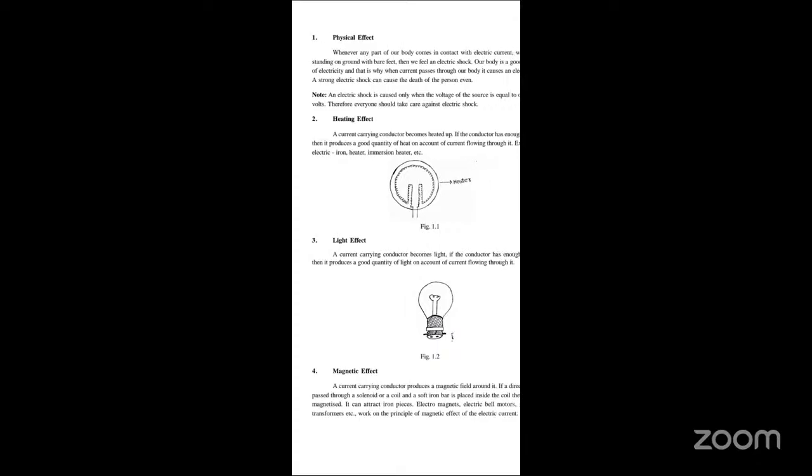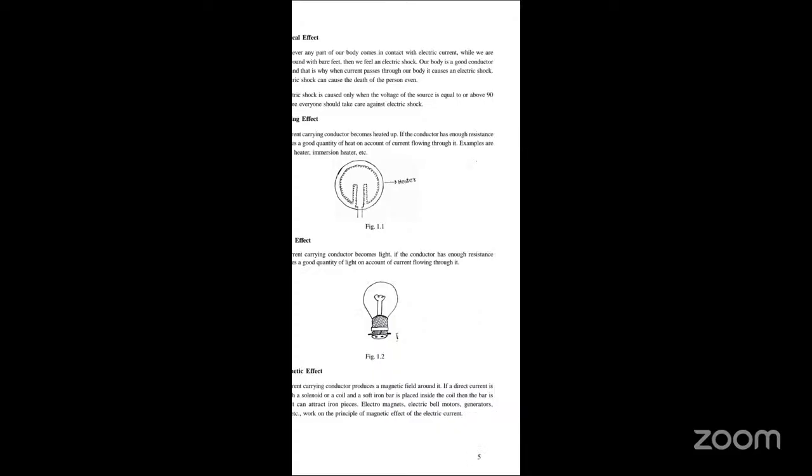Next, magnetic effect. A current carrying conductor produces a magnetic field around it. Then the opposite is also applicable: a varying magnetic field produces current. This was observed by Faraday.